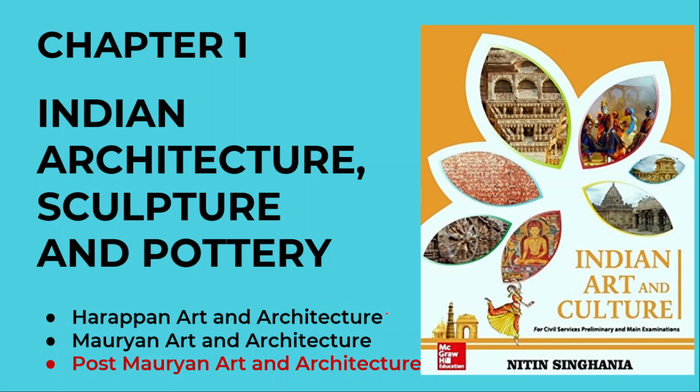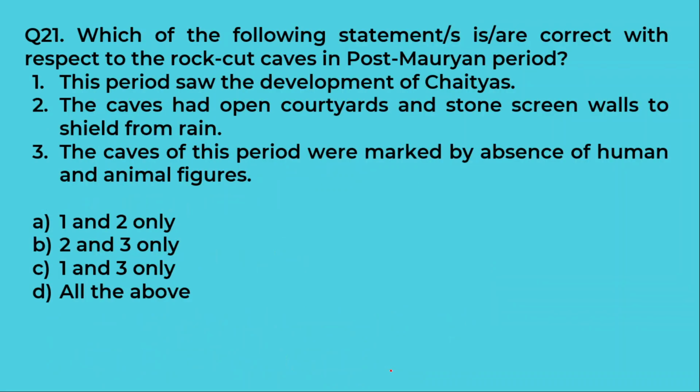In the first session, we covered Harappan art and architecture. In the second session, we covered Mauryan art and architecture. Today is session 3 and we will be covering Post-Mauryan art and architecture. I am covering this book with the help of 10 questions daily. So let's begin with question number 21 today.